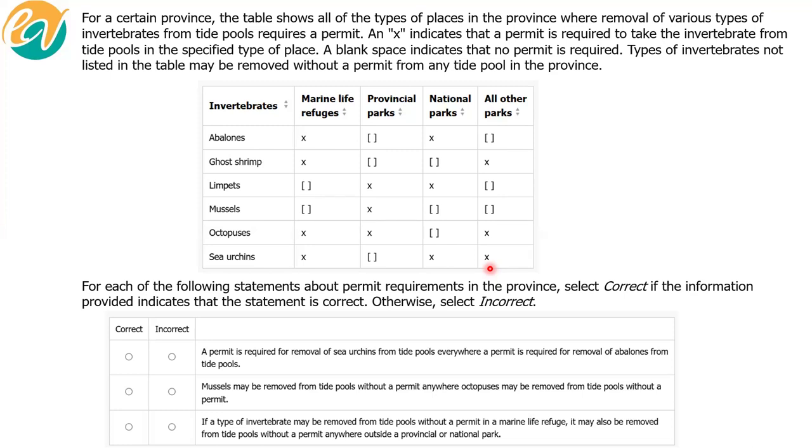So I think the question statement should be clear. This is a list of invertebrates in a certain province. For example, if we look at abalones, a permit is required for removal of abalones.